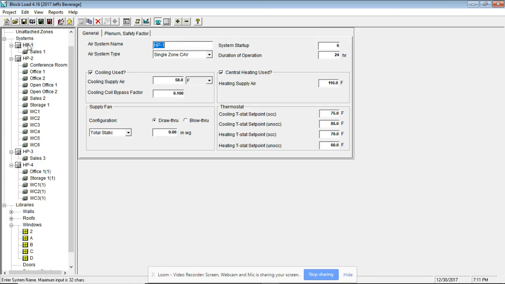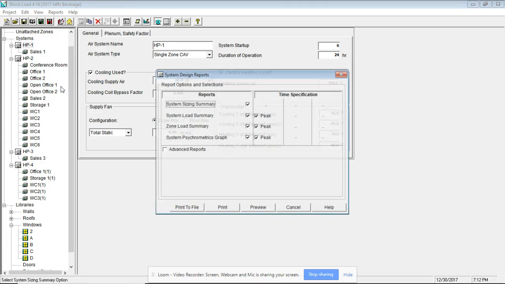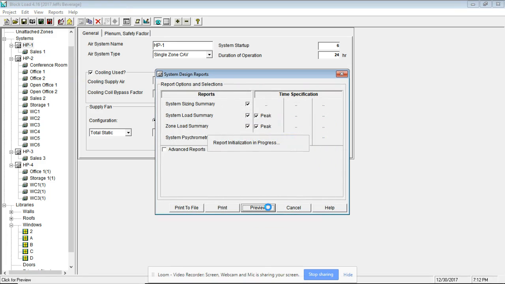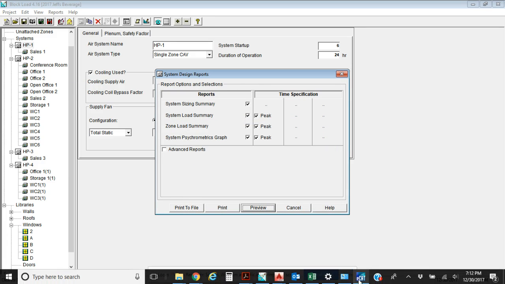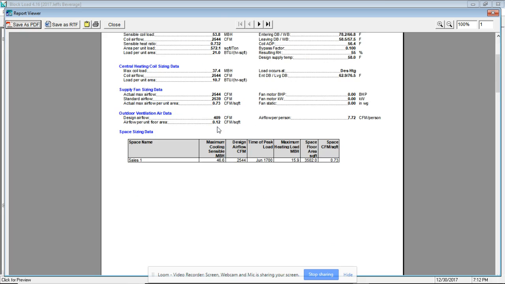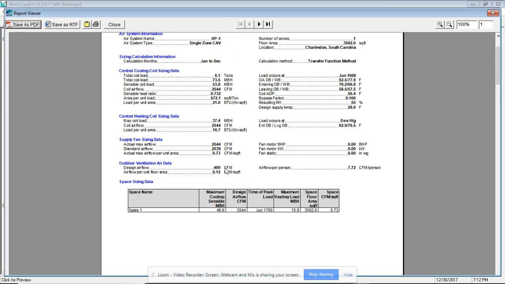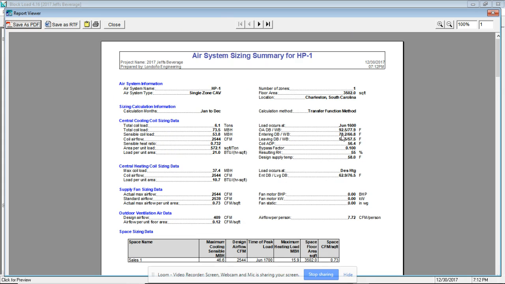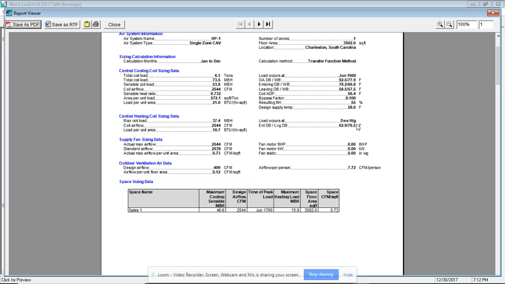We can actually click on the HP1, right click on it, print and view load results, preview, and the program will run the calculations for us. We'll wait a few seconds and let's see what spits out. It says here the sales area needs 6.1 tons. The 409 CFM of outside air, and it says the load occurs sometime in June at 4 p.m.